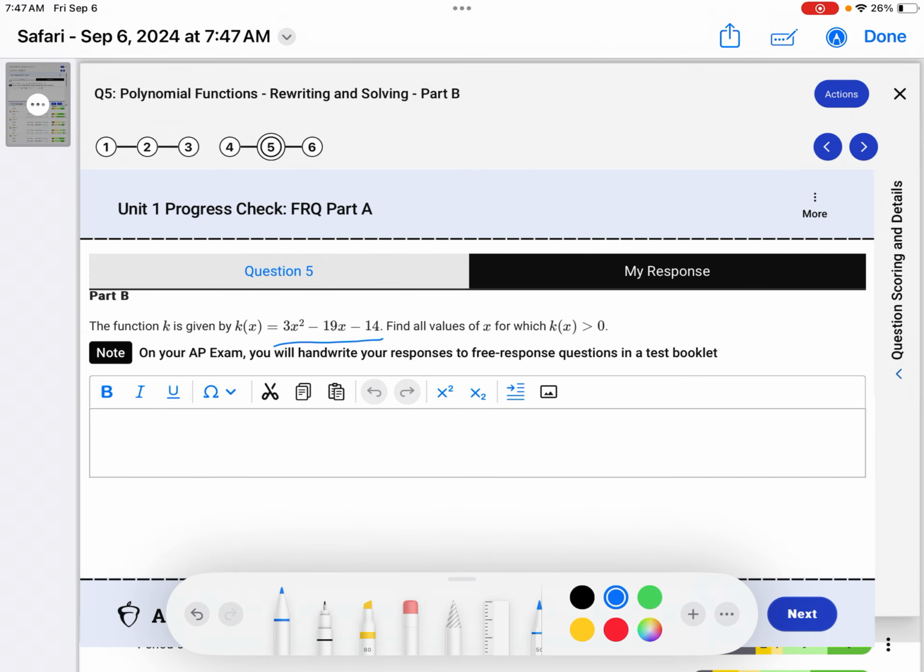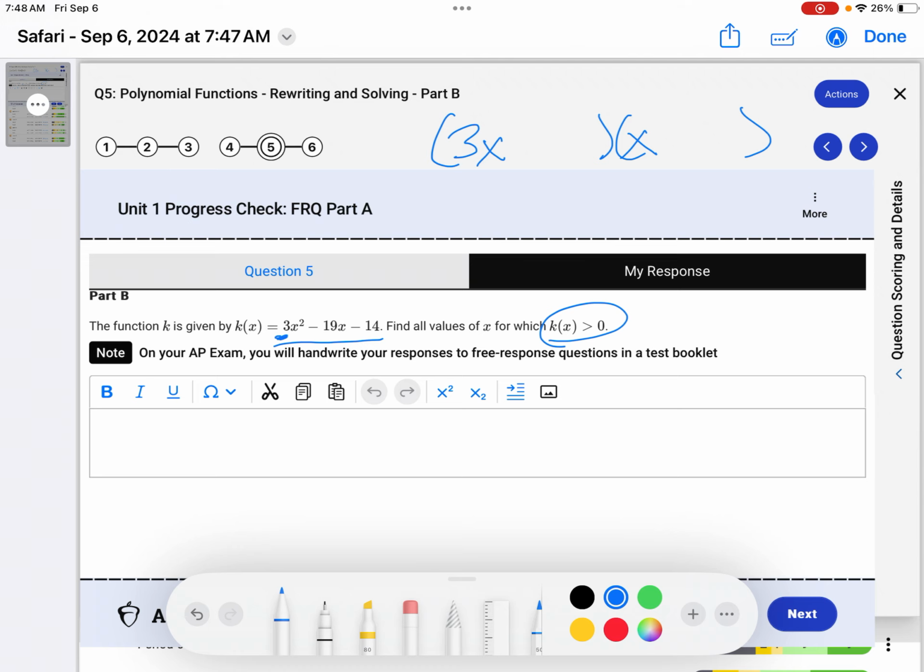Okay, we got another function, and find the values for which k of x is greater than 0. So for this one, we first need to factor, and then I would draw a little sketch. So this is a trinomial where a is greater than 1. We haven't done these specifically in class, but this is definitely something you should know how to factor. You can do the a times c method or the guess and check method. I usually do guess and check.